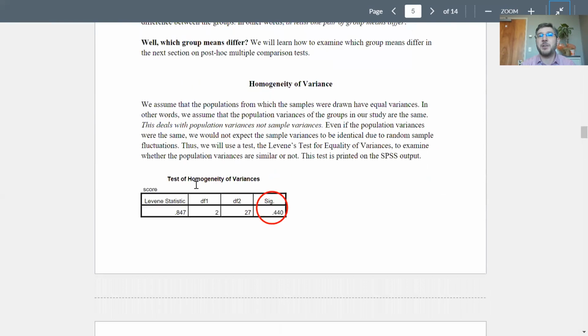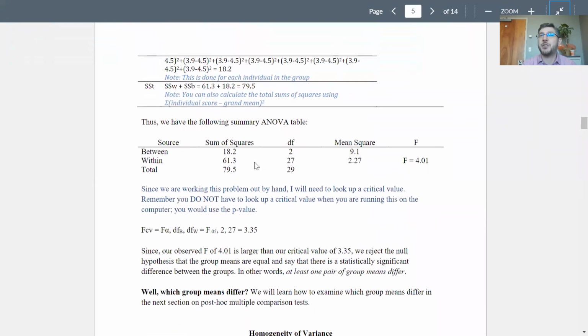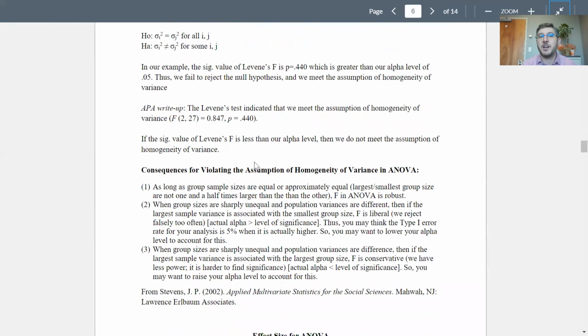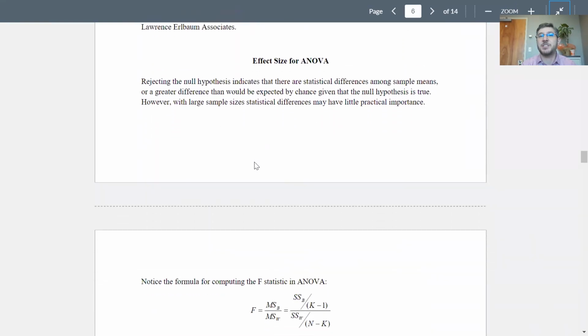I talk a little bit about testing the assumptions. We have the same homogeneity of variance assumption. Remember, I was talking about how the ANOVA is just a straightforward extension of the independent samples t-test, so we make the same assumptions as we do in the independent samples t-test. I talk about what happens here, the consequences for violating those assumptions.